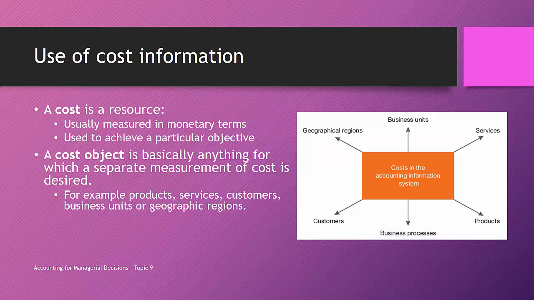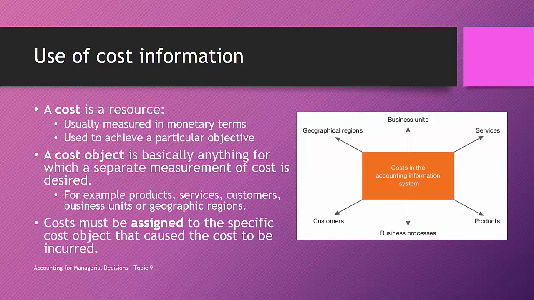It could be services that you provide. It could be attached to customers, so what is it to maintain or manage those customer relationships? Business units, geographic regions. There's a whole different set of ways in which you could think about cost objects and how costs get attached to them. And that attachment or assignment is really important. So costs need to be assigned to the specific cost object that caused the cost to be incurred.